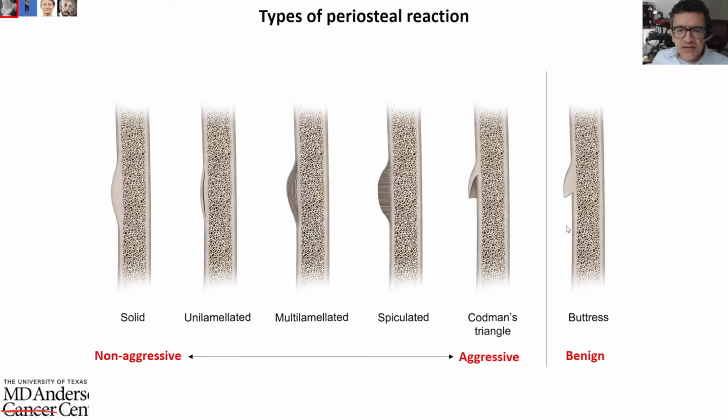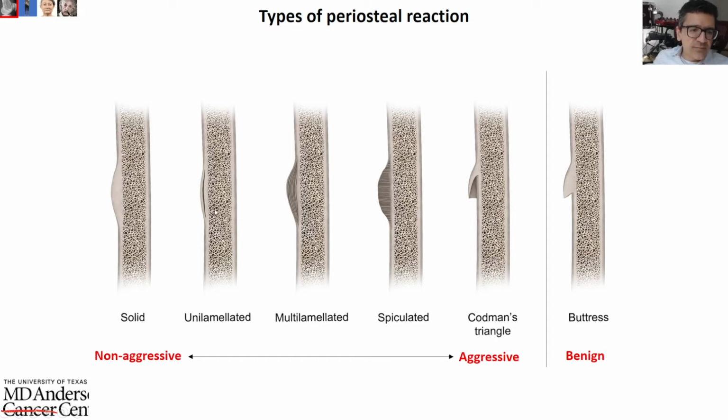The types of periosteal reactions are demonstrated here. You can have a solid periosteal reaction that is very non-aggressive. And as you move towards the right here, you start getting more aggressive lesions. The buttress periosteal reaction is on the non-aggressive side. It's a variant of the solid. I've just put it here to kind of contrast it to the Codman's triangle. Let's go back and talk about these other ones, though.